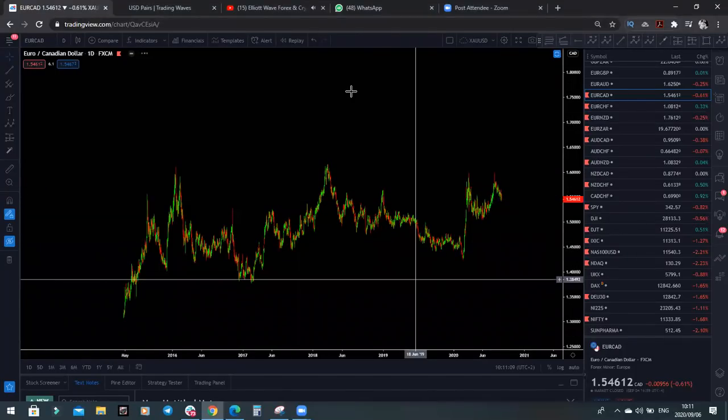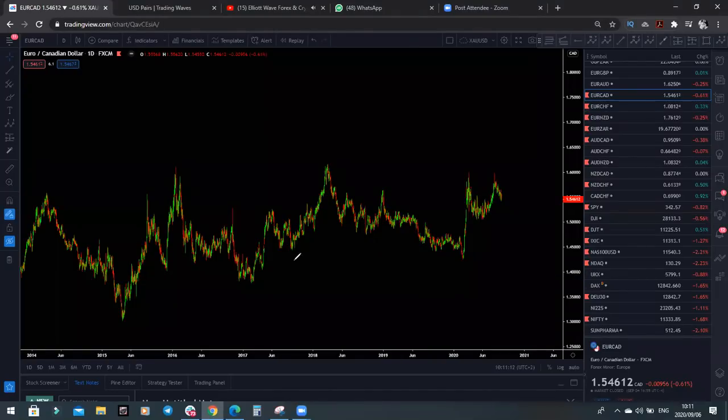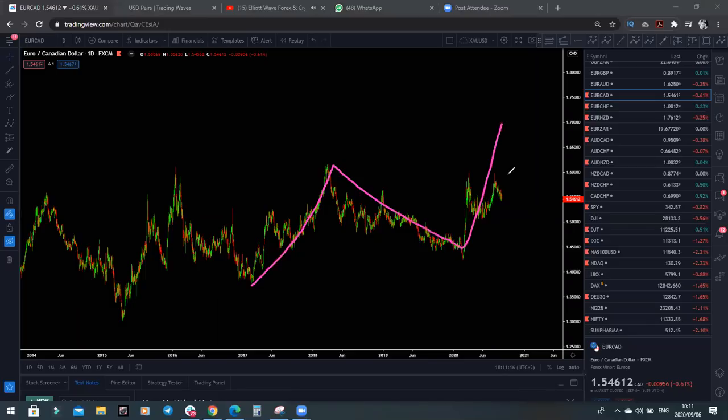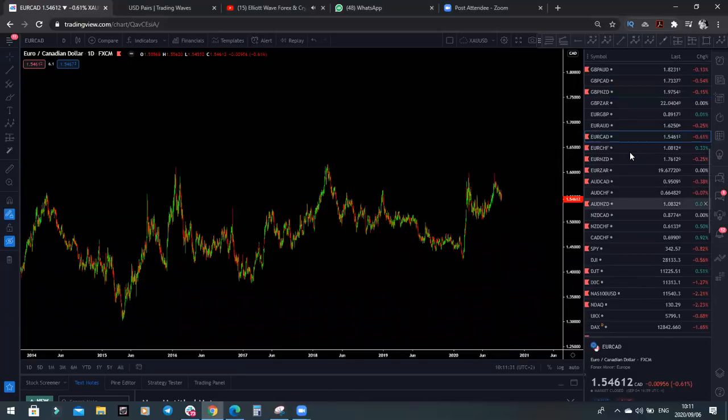So for example here, we've just looked at this. This structure here, we could be making something like this. So we understand that we're still coming down here, so we could be making a continuation pattern. That's just to give you an example. But we're not worried about that now. We're only looking at this to continue to the downside, up until this level. Right, so let's go to the US dollar pair, the DXY.